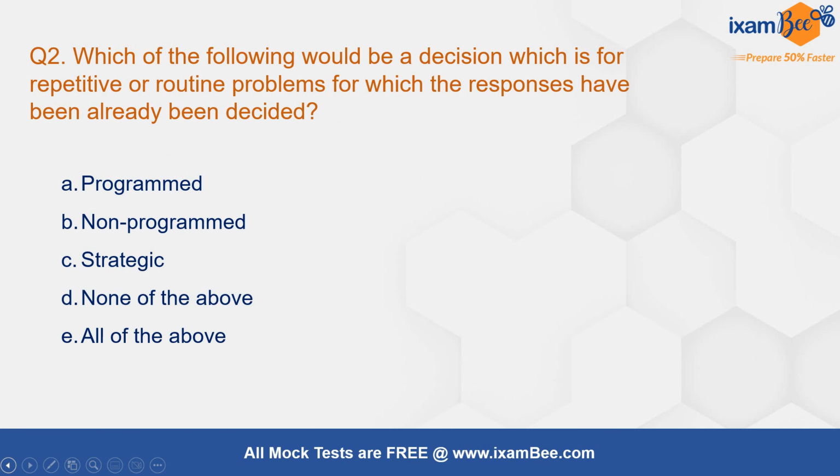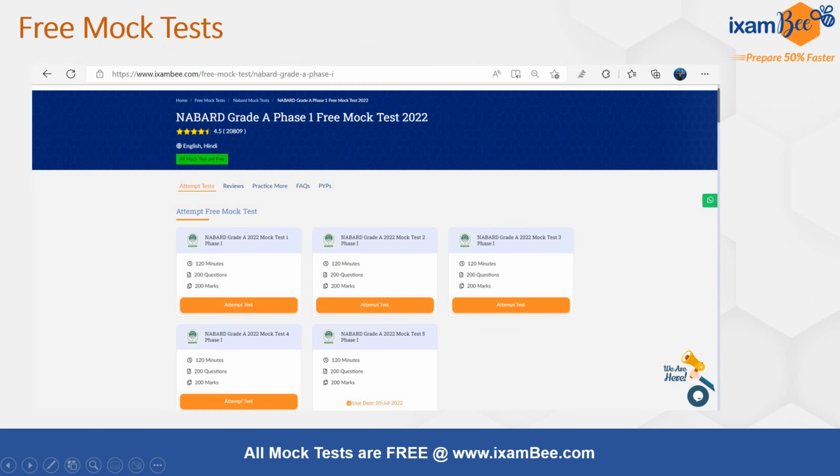The next question is, which of the following would be a decision which is for repetitive or routine problems for which the responses have already been decided? So this is a question about the types of decisions and which ones will address your routine problems. So the correct answer here is programmed, because there is already a policy or a programmed way of tackling certain kinds of routine or regular or recurring kind of problems. So these are known as programmed decisions.